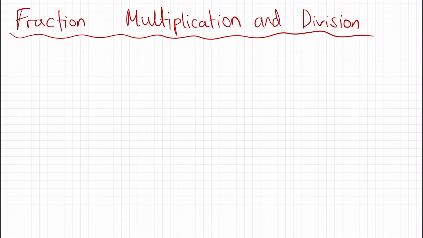So in a previous tutorial I talked about fraction addition and subtraction, and you might think fraction multiplication and division is a bit harder, but it's actually easier, so let me show you how to do it.